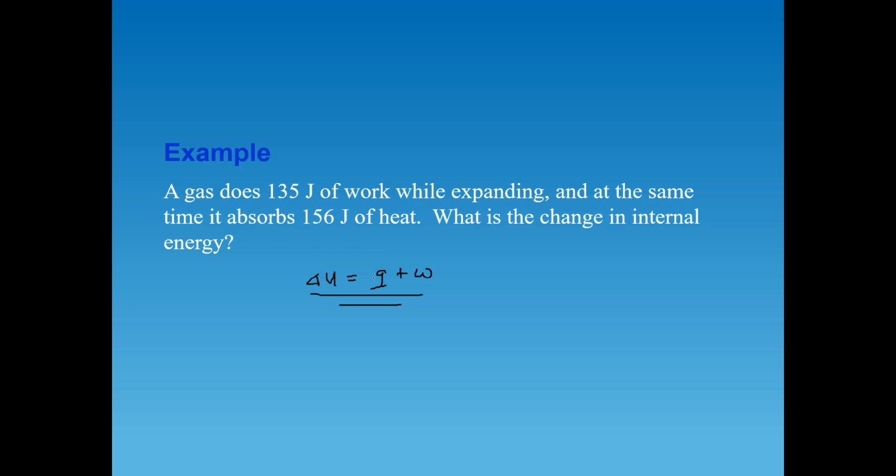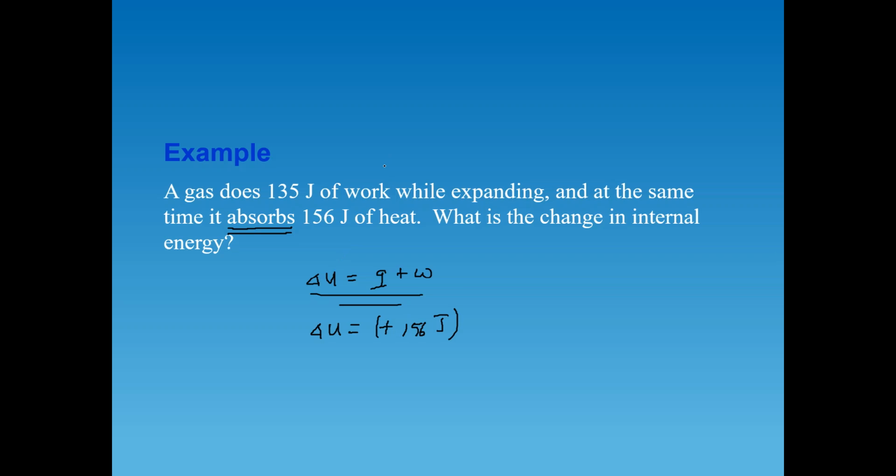Q, of course, represents the heat change. And according to the question, the gas absorbs, very important, I'm underlining right here, absorbs 156 joules of heat. So what that tells us according to the sign convention is that Q is positive. So delta U here will be equal to Q, which is positive 156 joules.